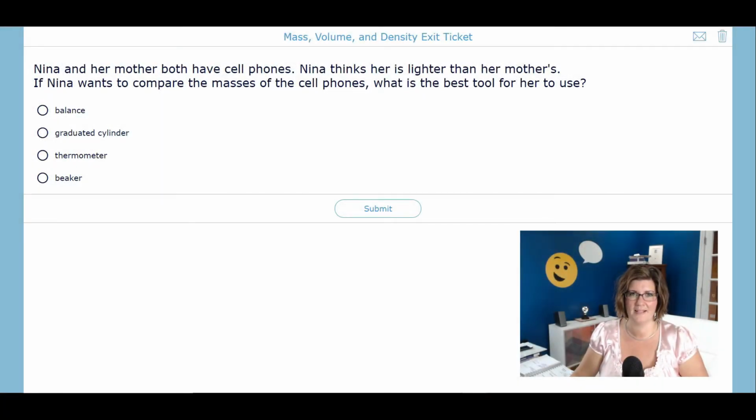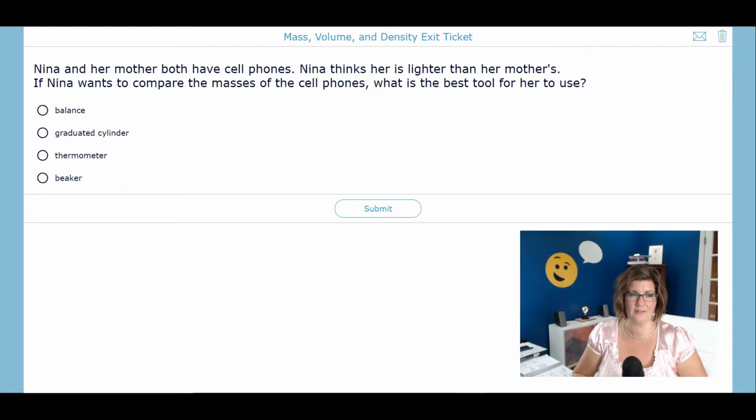Reviewing here our mass, volume, and density exit ticket from the mass, volume, density lesson. Now you recall in this lesson, I had you actually dispense volume into a flask, weigh that flask, weigh the flask with the volume in it. So we collected both mass data in grams, volume data in milliliters, and then we calculated the density by dividing one over the other, grams divided by milliliters.